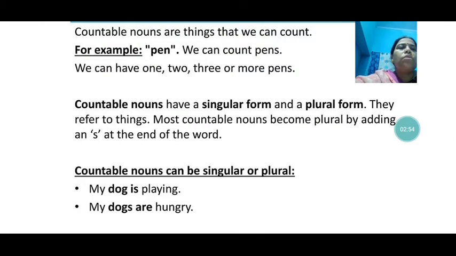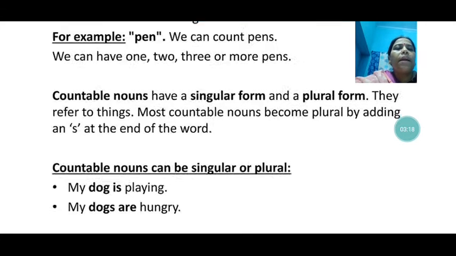Now countable nouns are things that we can count. We have seen, for example, pen. We can count pens. Okay, you can count the number of pencils which you have with you. We can have 1, 2, 3 or more pens. So countable nouns have a singular form and a plural form. They refer to things. Most countable nouns become plural by adding an s at the end of the word.